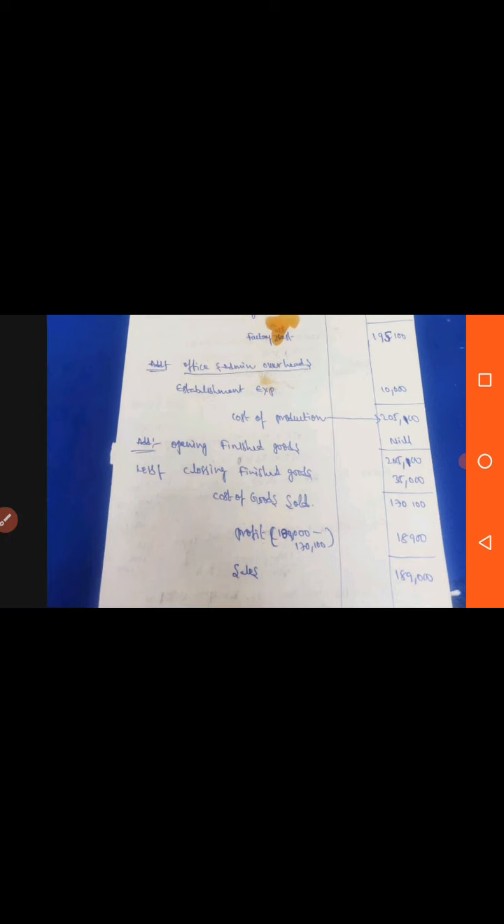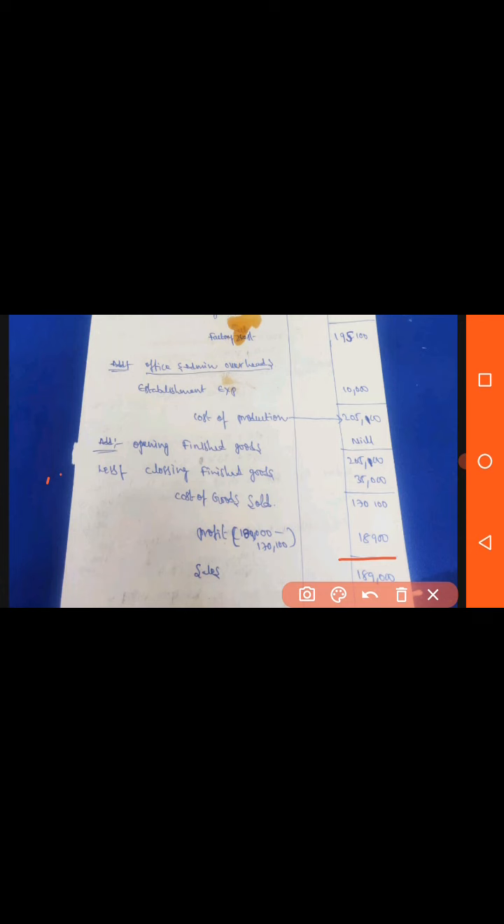Sales we already have, 1,89,000, in our textbook. So sales minus COGS: sales equals 1,89,000, COGS equals 1,70,100. So profit, sales minus COGS, 1,89,000 minus 1,70,100 equals 18,900. So the profit here we got is 18,900 for 4,000 stoves.